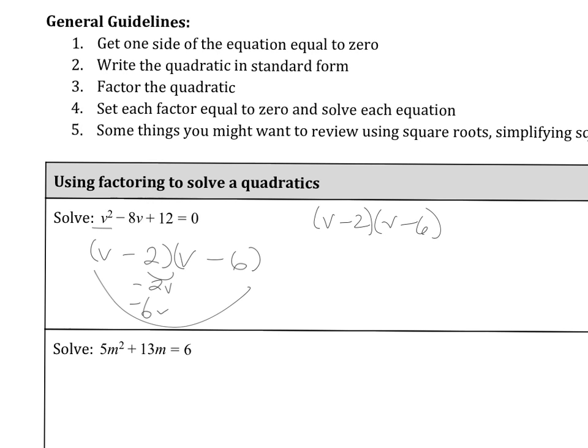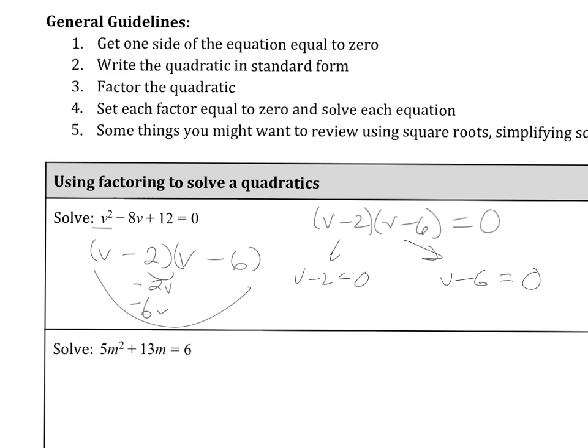v minus 6 equals 0. And now here's the next part. The idea is, this says something times something equals 0. Two things multiplied together equals 0. Like this is all one chunk, this is all one chunk, and their product is 0. The only way that could ever happen is if this is 0 or if this is 0. That's the only way to get 0 as an answer, right? So what we're going to do is once we have it factored, we're going to take each factor, the v minus 2, that's going to equal 0. The v minus 6, that could equal 0.